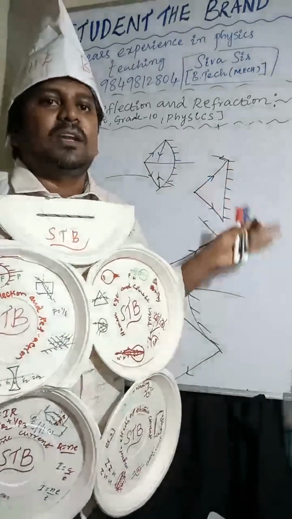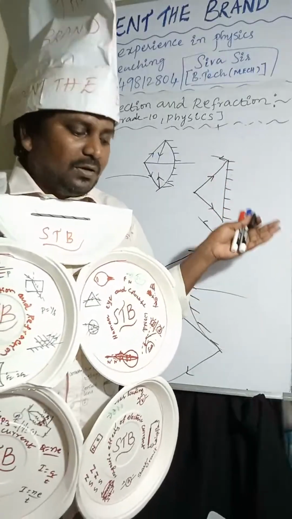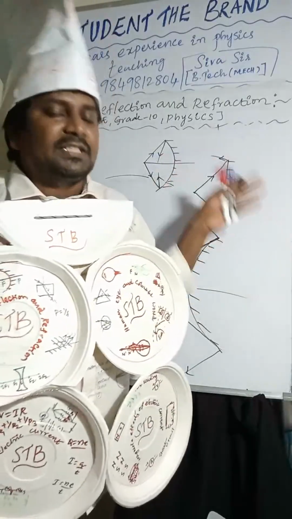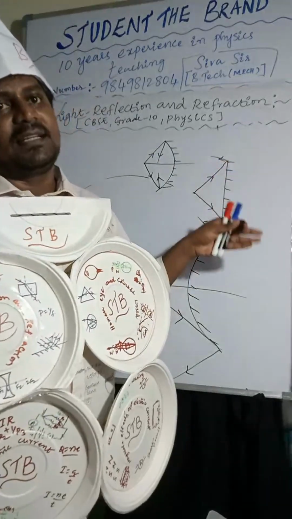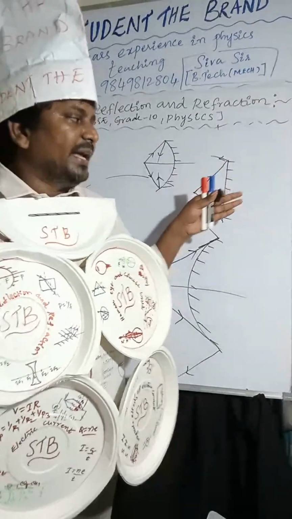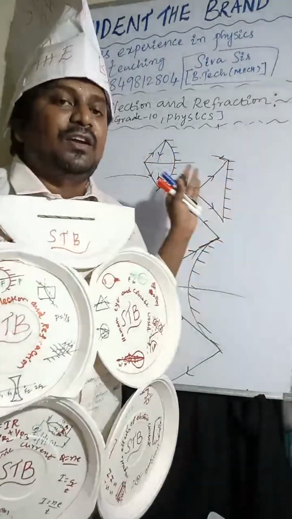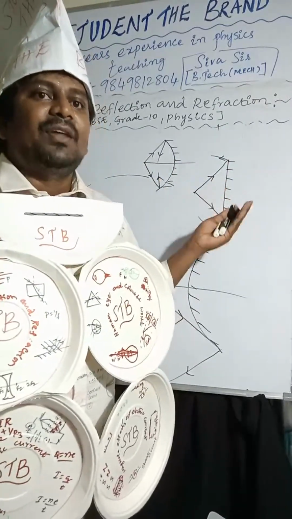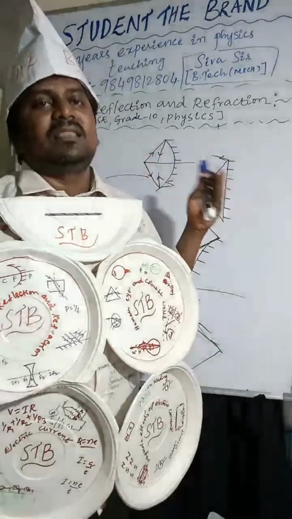So only for a convex mirror is the field more. The region between two extreme reflected light rays is called the field of view. For a convex mirror the field of view is more. That is the reason.